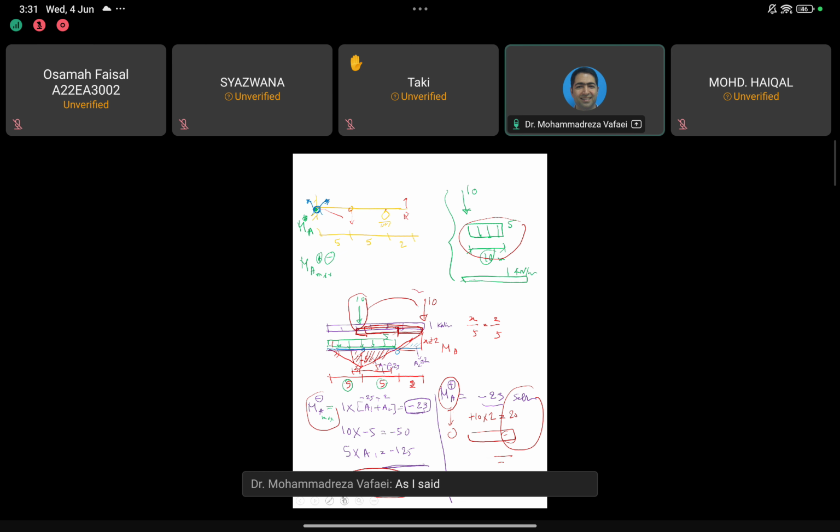As I said, it depends on the condition of your beam and the location that you are calculating. Sometimes you may also have a positive bending moment, and you need to investigate case by case. Okay, any question?